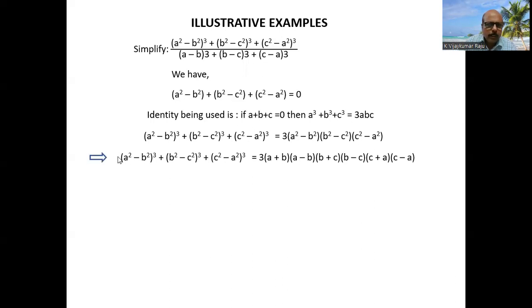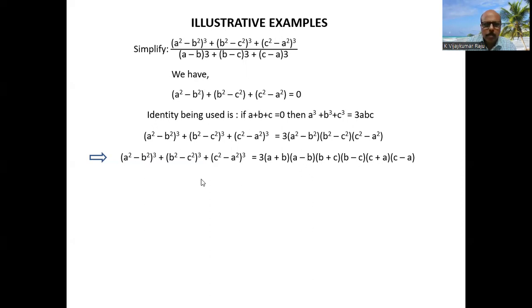Okay. Now, a square minus b square cube plus this becomes 3. Now, a square minus b square is a plus b, a minus b. This is b square minus c square, b plus c, b minus c. And this is c plus a, c minus a. So, the numerator takes this form.